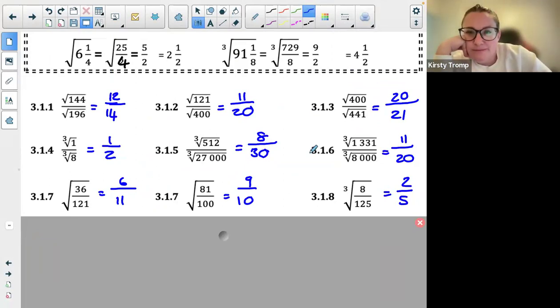Ma'am, can you explain how 20 is the cube root of 8,000? Sure. So if you say 20 times 20, it gives you 400. Times another 20, it gives you 8,000. Am I right? Yes, ma'am. So then if you're going to do the cube root, you're doing it the other way around. If 20 times 20 times 20 gives you 8,000, that means that the cube root of 8,000 is 20. Make sense? Yes, ma'am. Okay, cool. Anything else? Thanks, ma'am. You're welcome.